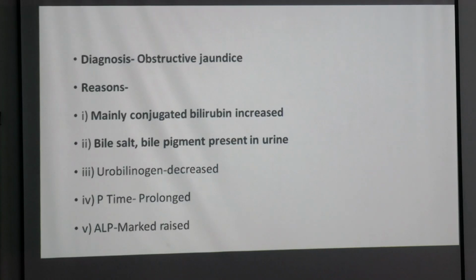কি হবে? Obstructive jaundice. Mainly conjugated bilirubin increased, bile salt, bile pigment present in urine, আর urobilinogen decreased, P-time prolonged, ALP marked rise. বুঝলে?